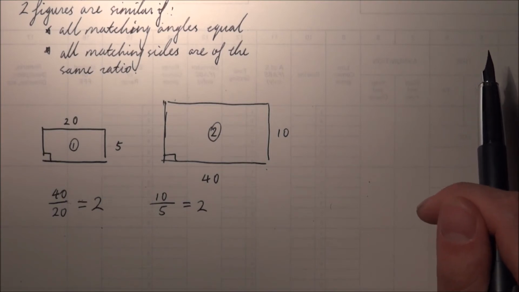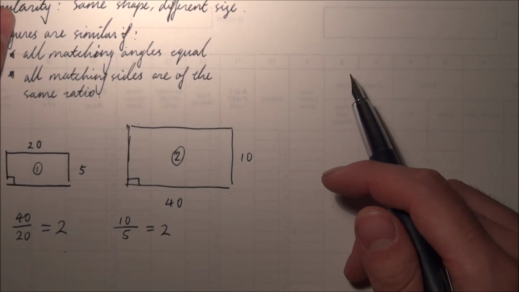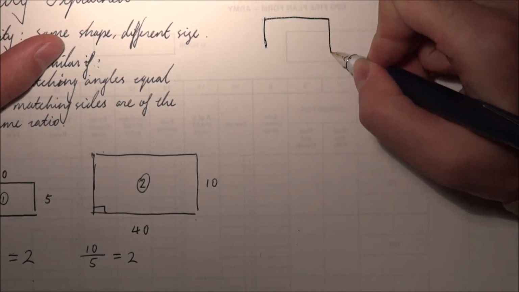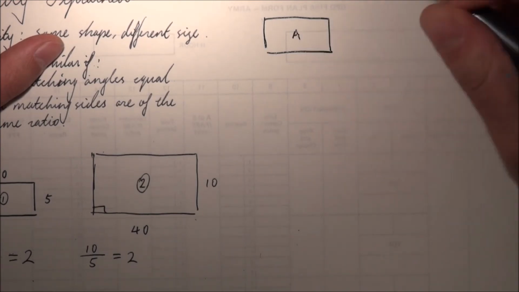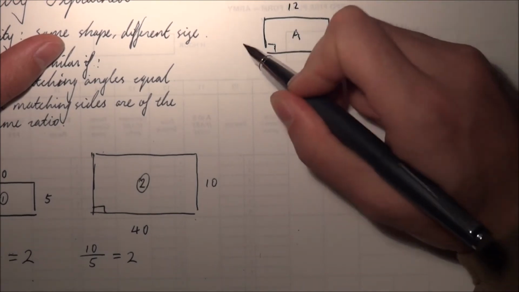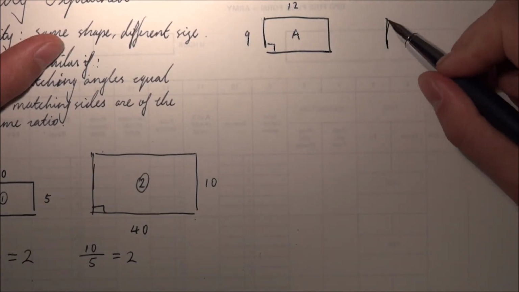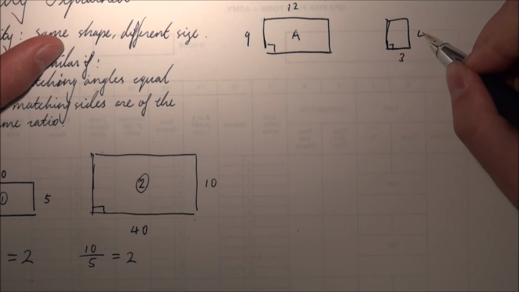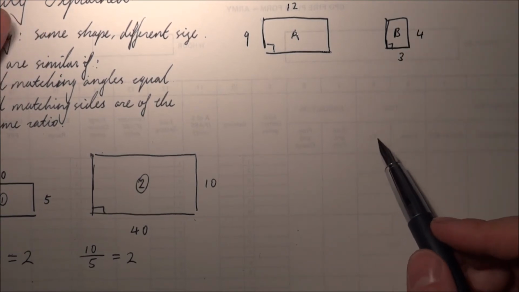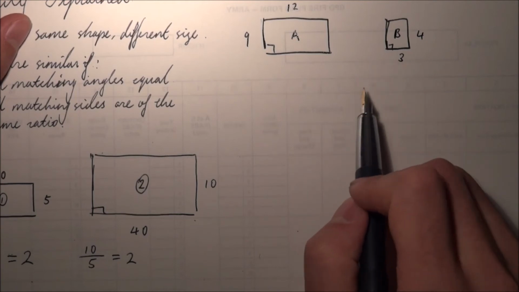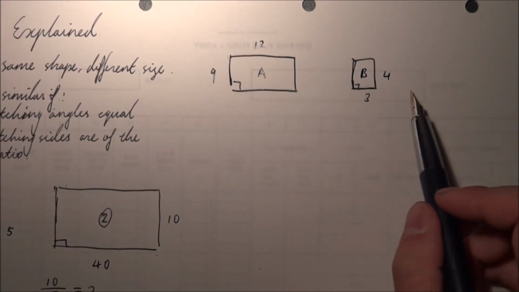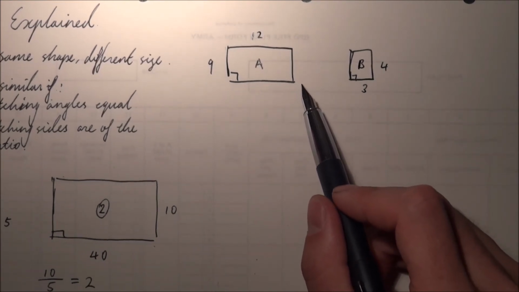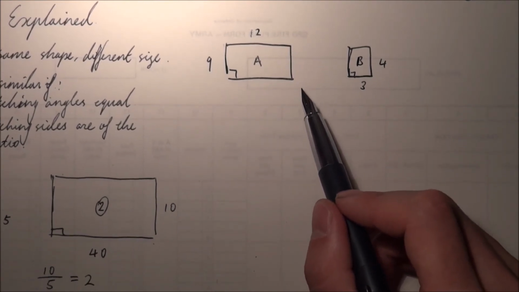Now, let's have a look at another example. Sometimes you may notice, let's have two rectangles once again. Side lengths 12 and 9, and a small one, 3 and 4, let's call this B. So in this case, even though these two rectangles are oriented quite differently, we can still examine whether they're similar or not.